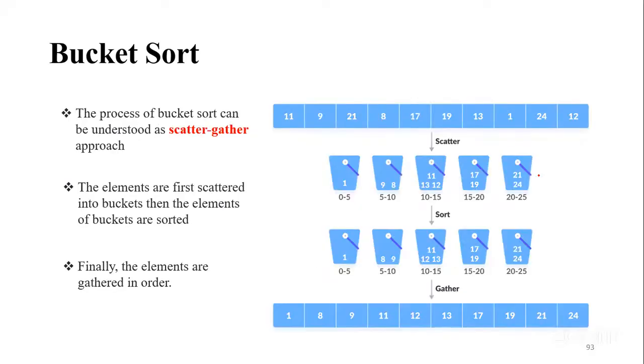See this bucket sort algorithm implementation with the help of an example. This is the given array. The process of bucket sort can be understood as a scatter-gather approach. We are scattering the elements first. After sorting that, we are gathering them. That's why we can understand it like a scatter and gather approach. The elements are first scattered into the buckets, then the elements of the buckets are sorted.